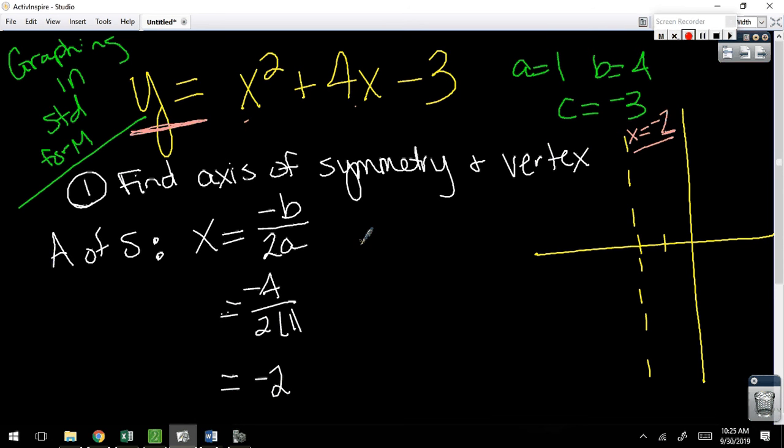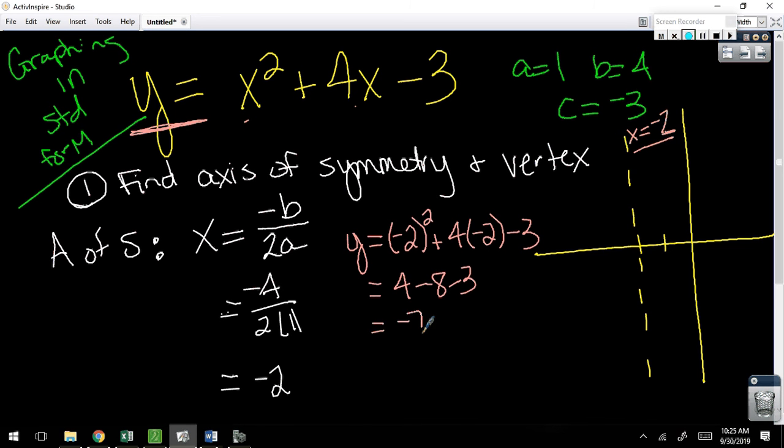Y is going to equal, watch your signs here, negative 2 squared plus 4 times negative 2 minus 3. What's negative 2 squared? Minus 8 minus 3? Negative 7. You're exactly right. The vertex is a super, super important point, because remember, it's also the absolute max or the absolute min, depending on which way my parabola is going.